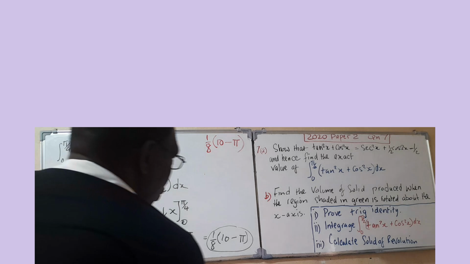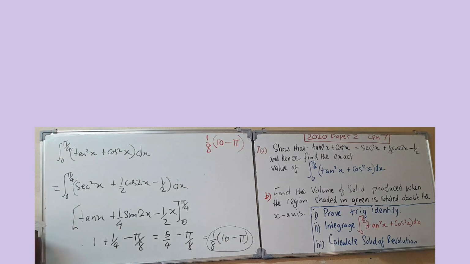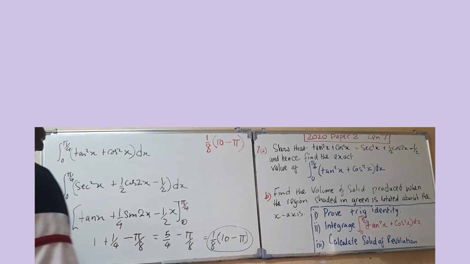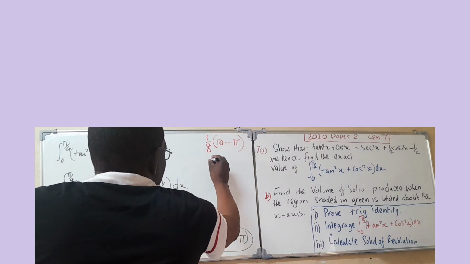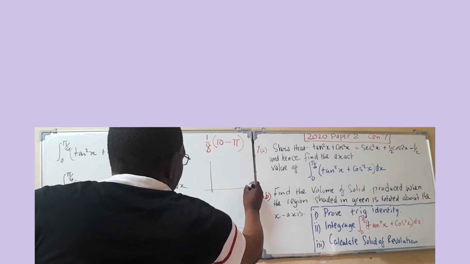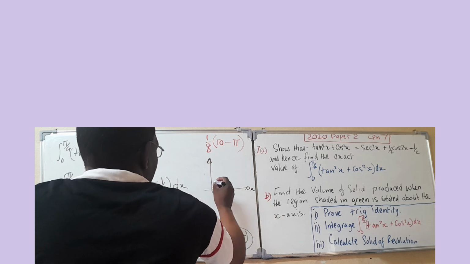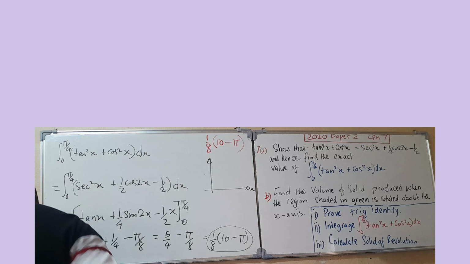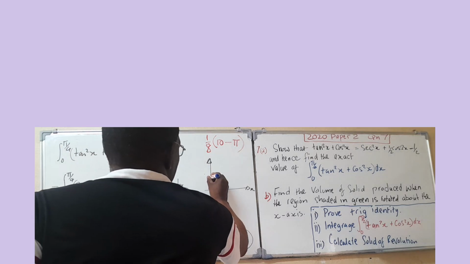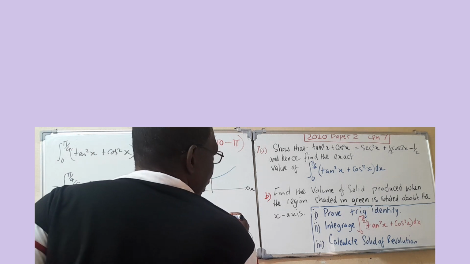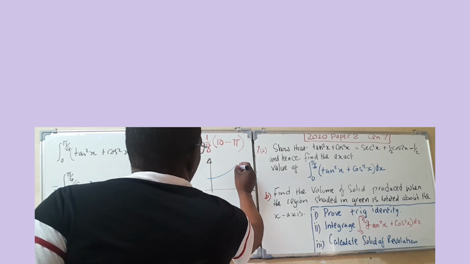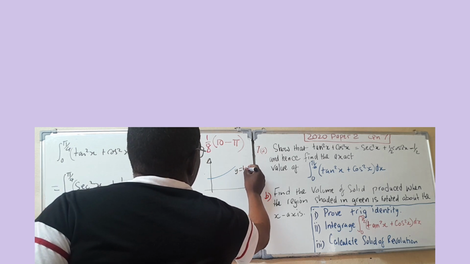Right. The question goes on to say, find the volume of the solid produced when the region shaded in green is rotated about the x-axis. Let me draw again our little sketch. It was this. There's your x-axis there. There's your y-axis there. And it was looking something like this. Okay, so that will be your graph of, and this is given as y is equal to tan of x.